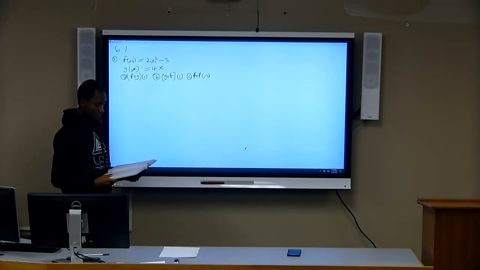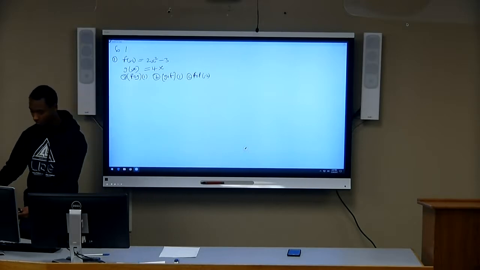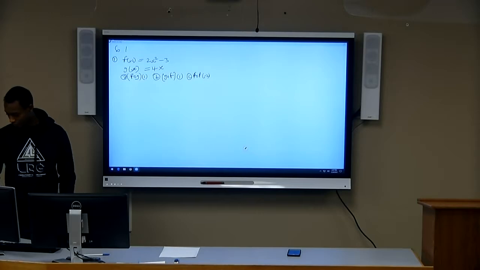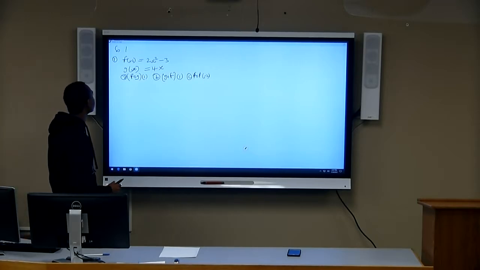Okay, I'm solving questions from the college algebra book. I'm starting with chapter 6 and section 1. So I'm starting with the first example of the chapter, evaluating a composite function. I'm going to try and solve a question from that portion.